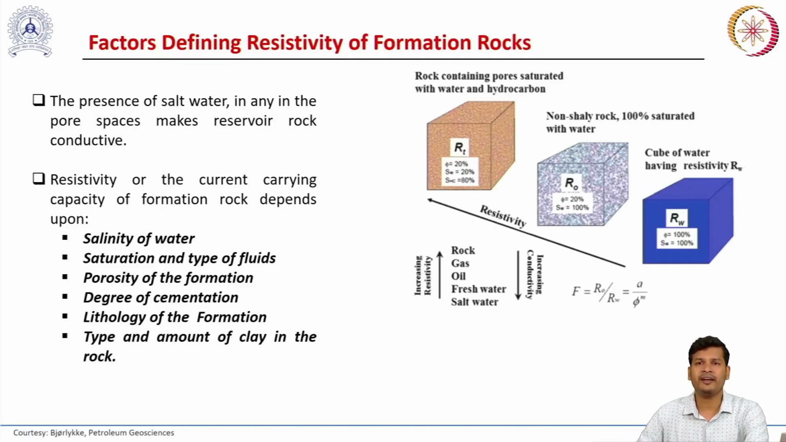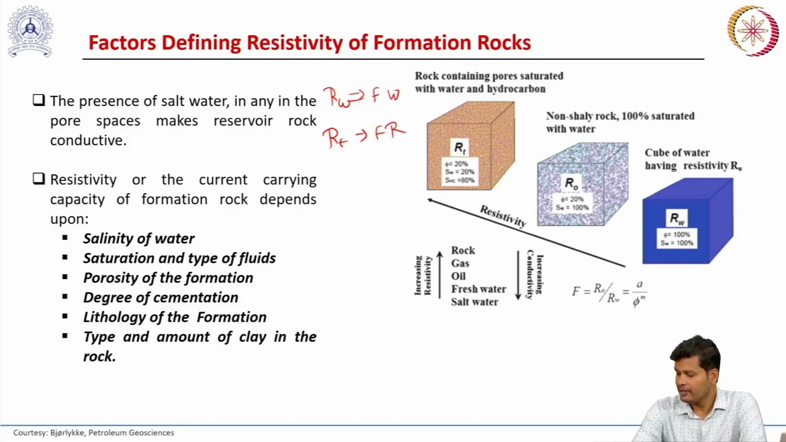So let us first understand the different factors which can affect the resistivity of the formation. We should make it clear first that Rw is the formation water resistivity, and the rock resistivity is different from the formation water resistivity. Rw is the resistivity of our formation water, whereas Rt is the term used to define the resistivity of the formation rock. For example, here we have a cube of formation water. Let's say all these three cubes have equal dimensions. This is a cube of formation water which has a resistivity of Rw.